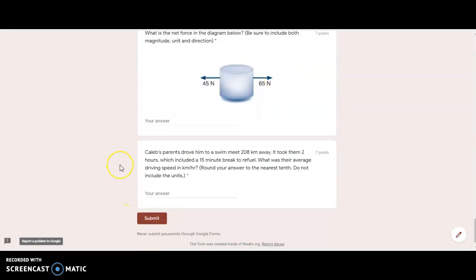Last question. Caleb's parents drove him to a swim meet 208 kilometers away. It took them 2 hours, which included a 15-minute break to refuel. What was their average driving speed in kilometers per hour? Round your answer to the nearest tenth. Do not include the units. Remember, we're interested in the driving speed.